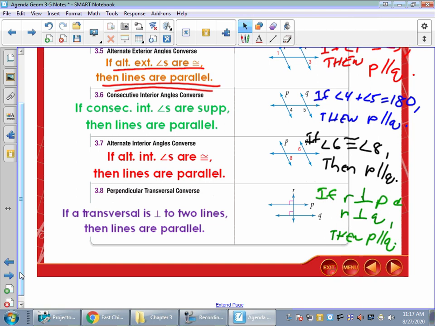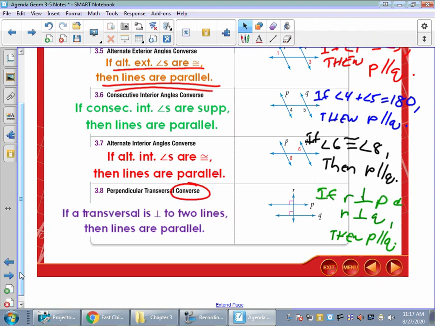So all these theorems are using the angle relationships to then prove that those lines are parallel, which is, again, like I said, the exact opposite or the backwards way of writing it like we did in 3.2. Instead of saying backwards, we would say converse.